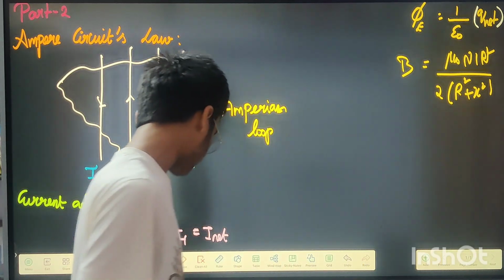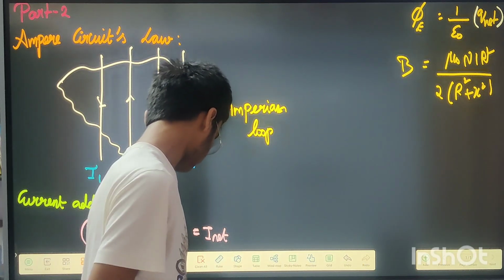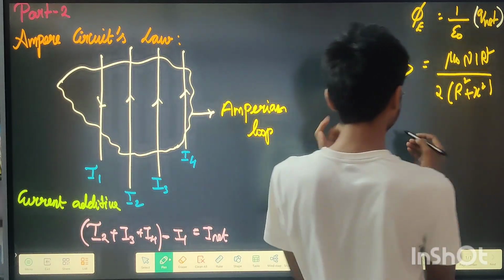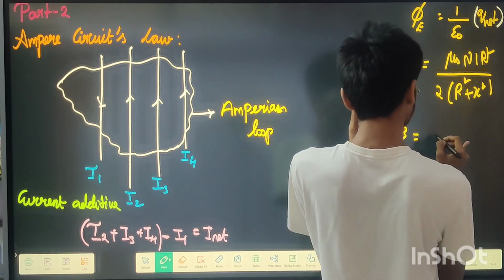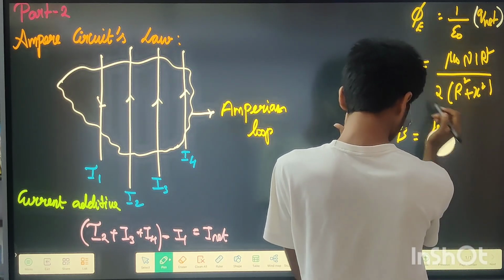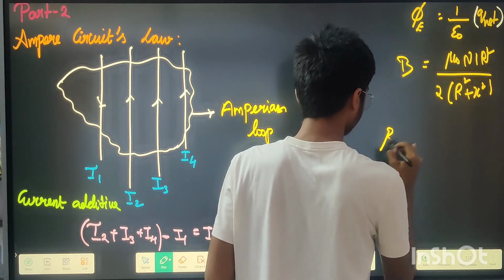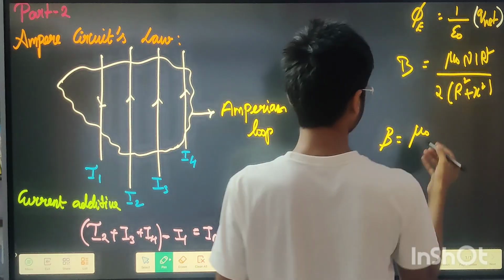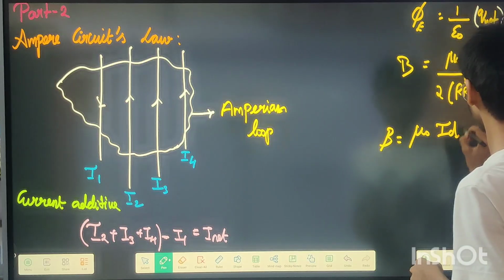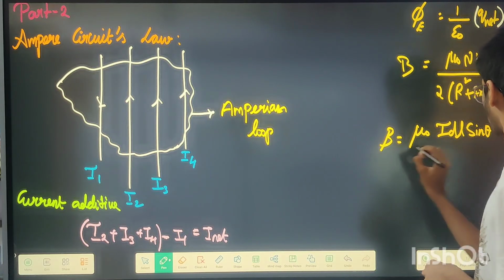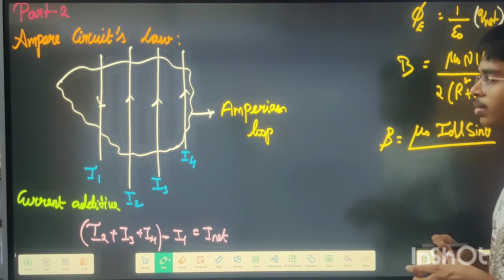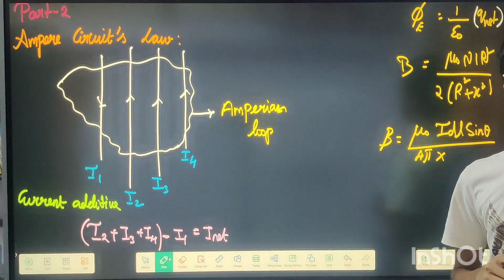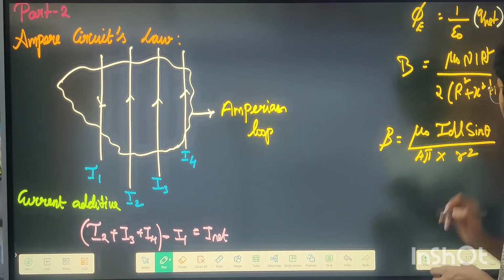Then what is the very basic formula of magnetic field? From Biot-Savart's law, we have got a formula, right? What is that? Magnetic field is equal to mu naught by 4 pi into I dl sin theta, whole divided by r square.